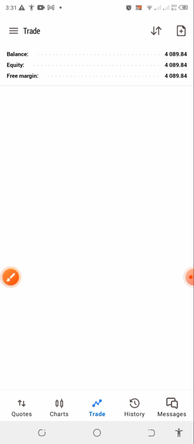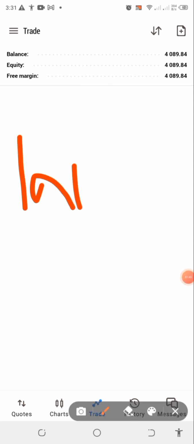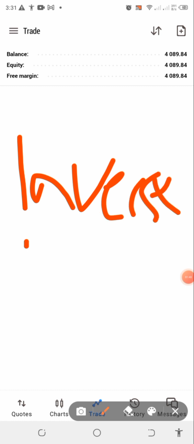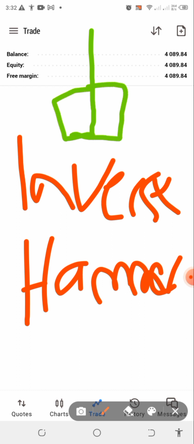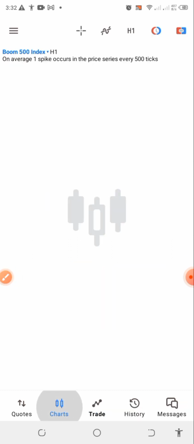Now the second candle we have is what we call the inverse hammer. This hammer as well is used for a bullish movement, which means buy. This is how the inverse hammer looks like. It's going to have a long wick like this, and this is the candle. So this is the inverse hammer candle. Let me now show you the candles in the chart.